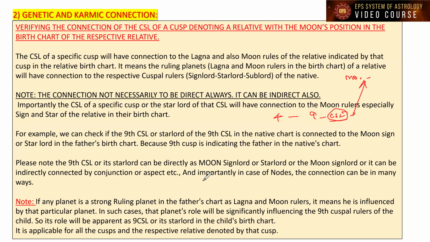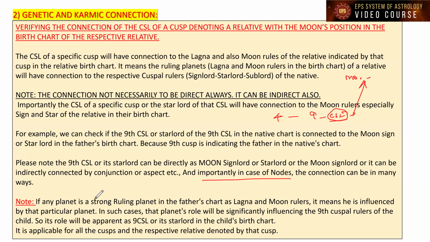And importantly, in the case of a node, suppose the node is playing, then the connection can be in many ways because the node is always very tricky. It will act as the sign lord also, and through conjunction and aspect, a lot of things can be signified or connected to the node.